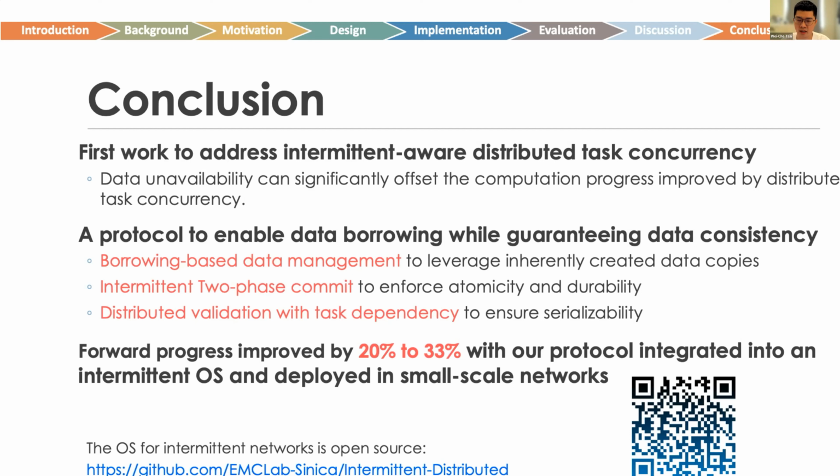To enable our design, we needed to address the following issues. We adopted intermittent two-phase commit to enforce atomicity and durability, along with the distributed validation and task dependency resolution to ensure serializability. The experiment result shows the forward progress improved by 20 to 33% with our protocol integrated into an intermittent OS and deployed on a small-scale network. And the operating system for intermittent networks is open source, which can be found under a link.